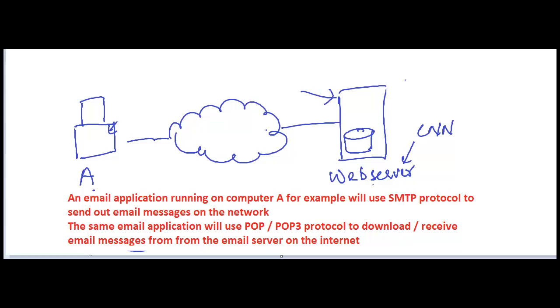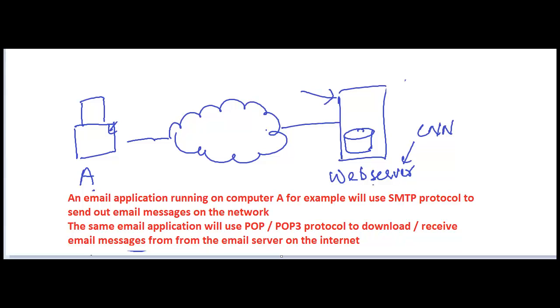Let's quickly do another example. For example, there is another application, the email application, which is running on computer A. Now the email application wants to send out an email. If it wants to send out an email, it is going to use the SMTP protocol that belongs to the application layer. Now if the same email application wants to receive or download email messages from the internet, then this email application is going to use the POP or POP3 protocol that belongs to the application layer.